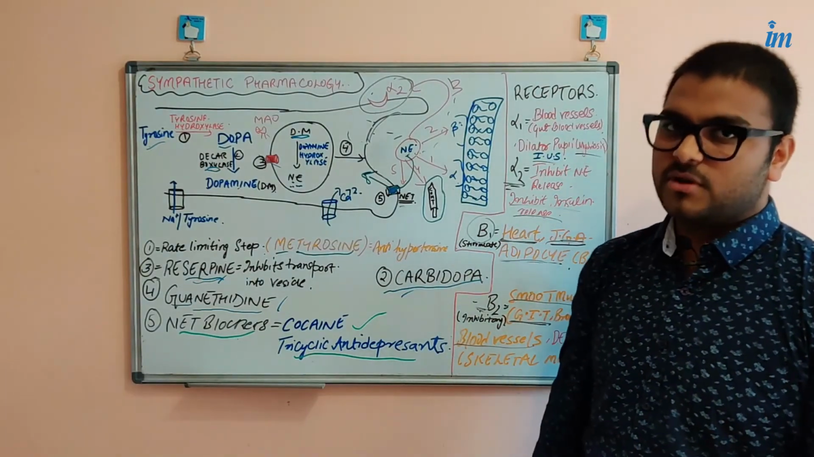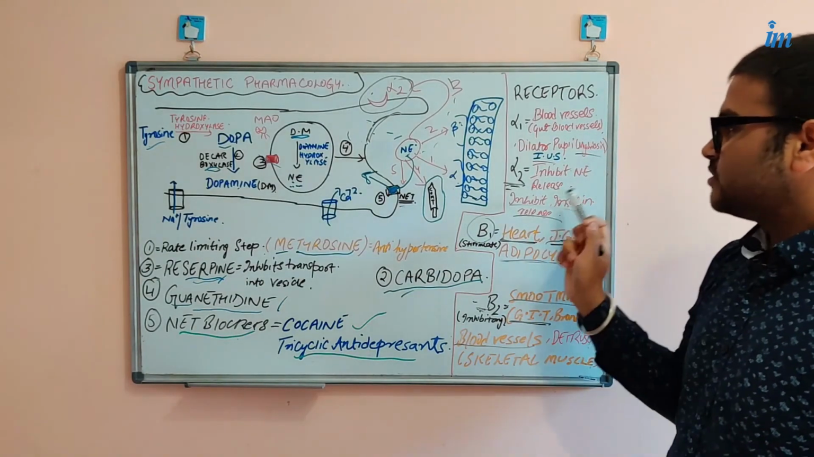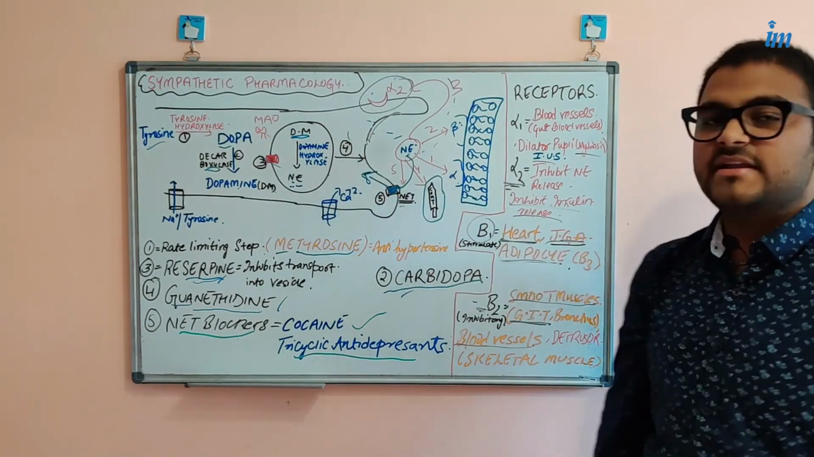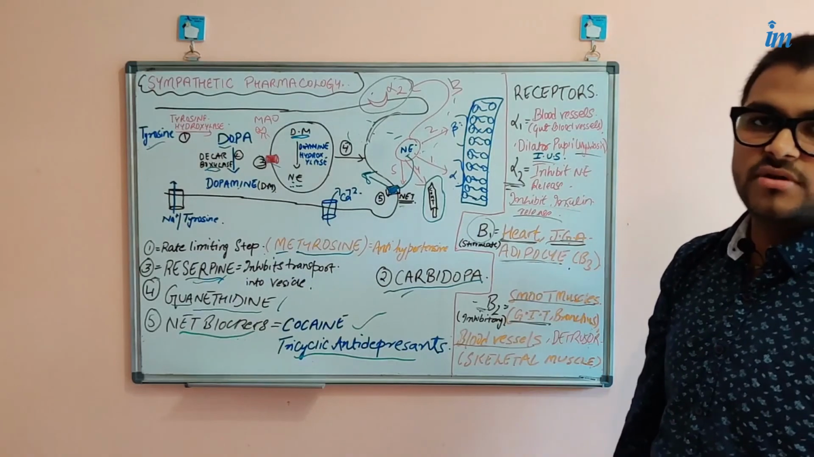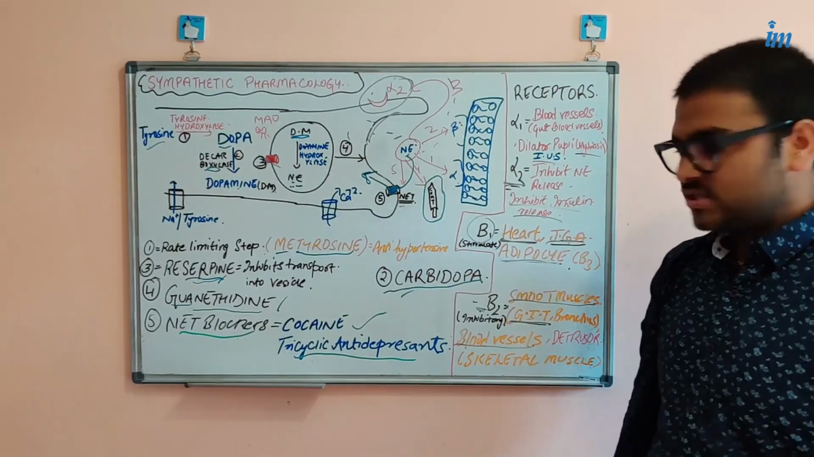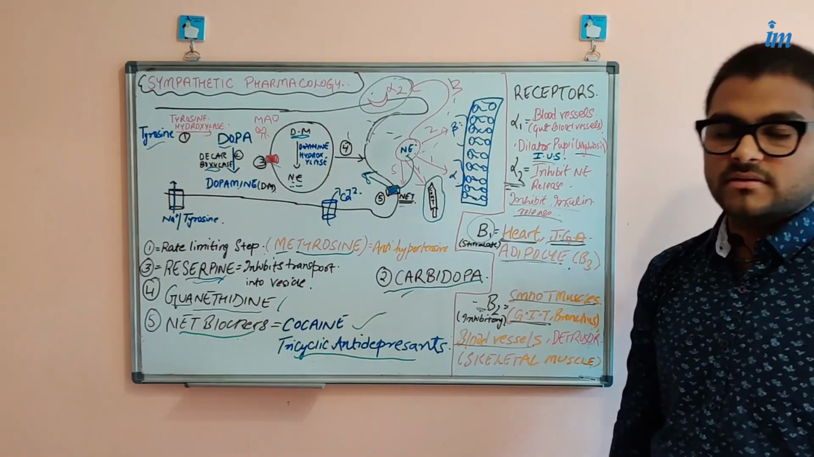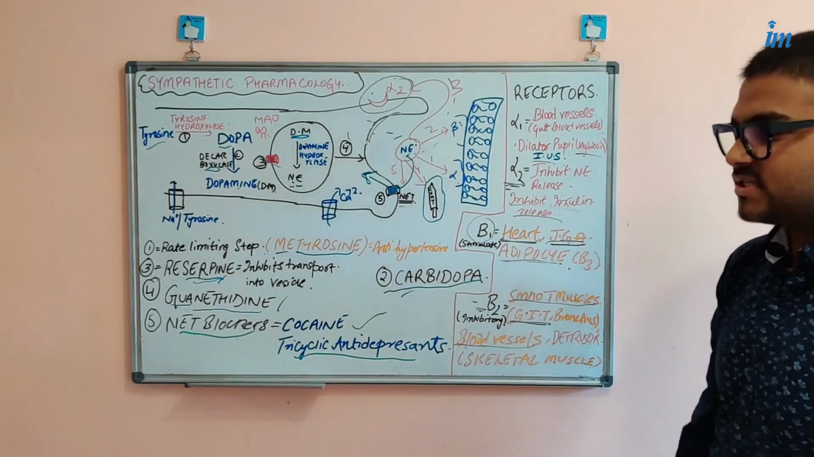Alpha 1 is present in the blood vessels, okay, and alpha 2 is present in the blood vessels of GIT. Alpha 2 is present presynaptically. Beta 1 is present on the heart. Beta 1 is present on juxtaglomerular apparatus of the kidney. Okay, beta 1 is present on adipocytes. Beta 2 is present on smooth muscles of your lungs. Okay, so thank you for listening to the lecture.